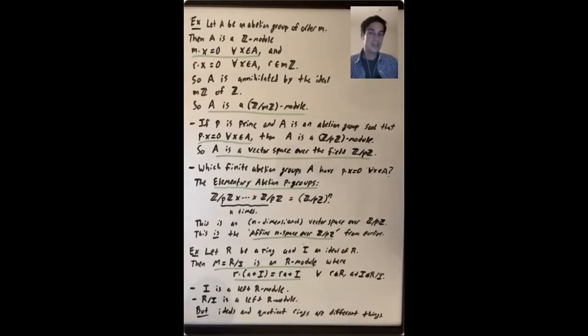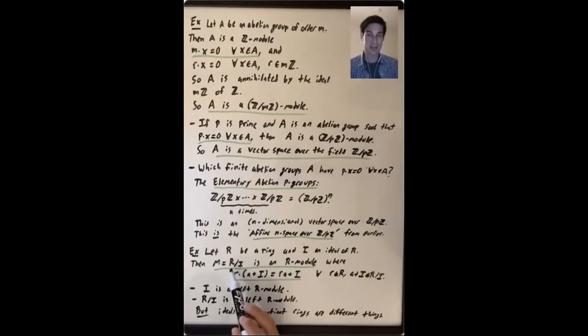So it's a little unclear if the right thing to do is think about all R modules together, because ideals are left R modules and quotient rings are left R modules, but these are very different things. For example, if you have a ring with identity, the quotient R mod I still is a ring with identity. But a non-trivial or proper ideal never has identity. So these really are different things.